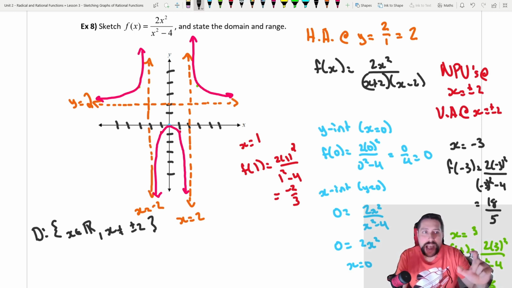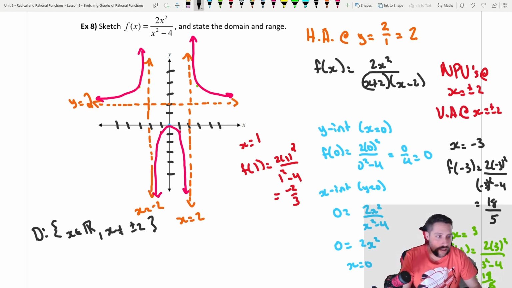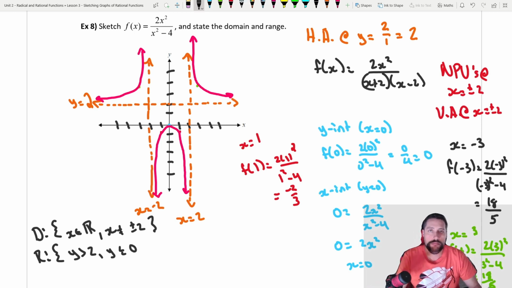And we have a gap in between the y equals 0 and the y equals 2. So in that area, it won't exist. So your range is going to be y is greater than 2, but also y is less than or equal to 0. So those are 2 spots, provided that y is an element of real numbers.